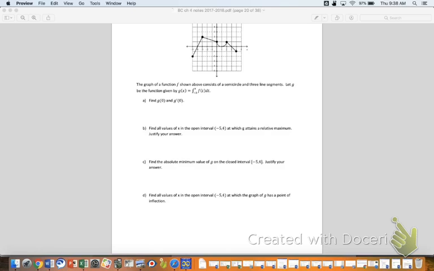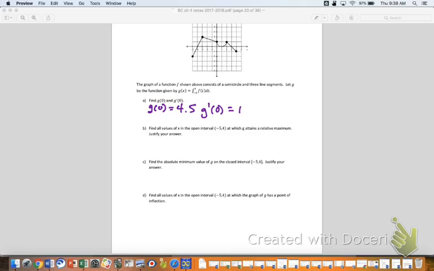So yesterday we did A, and we found answers for G of 0 and G prime of 0. What did we get for G of 0? 4.5. And what did we get for G prime of 0? 1. Okay. So then let's go ahead and go in order here.